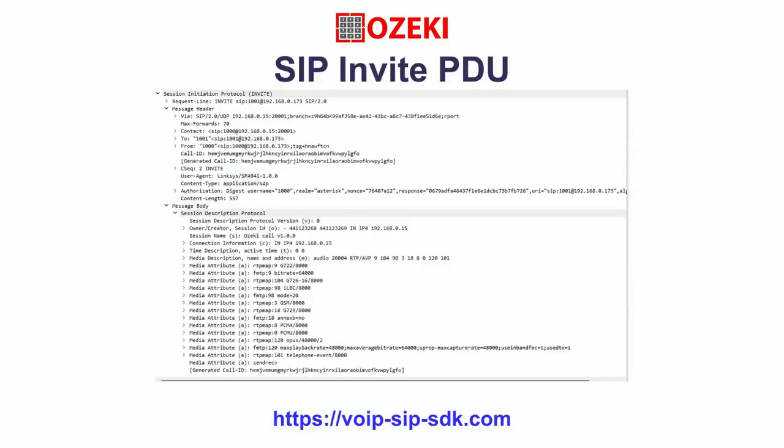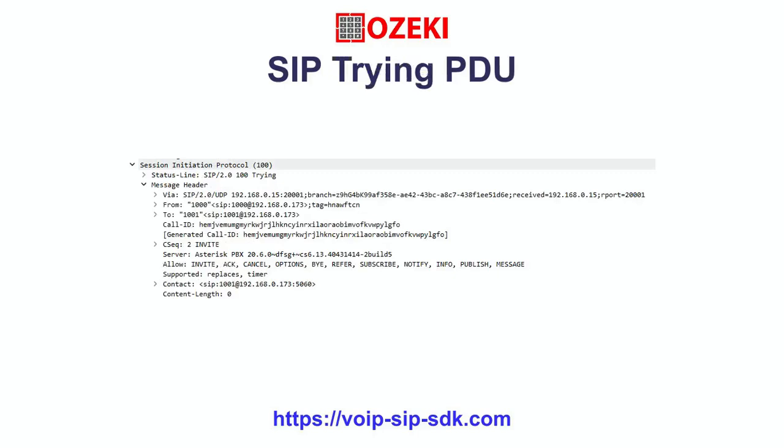To move forward, you need to be familiar with the following terms. What is a SIP INVITE PDU? It is the message a SIP user agent sends to initiate a VoIP call, specifying the caller, callee, and the proposed media session in its headers and SDP body. What is a SIP TRYING PDU? A SIP TRYING PDU is a provisional response the PBX or SIP server sends to indicate that it has received the INVITE and is currently attempting to locate and alert the called party.